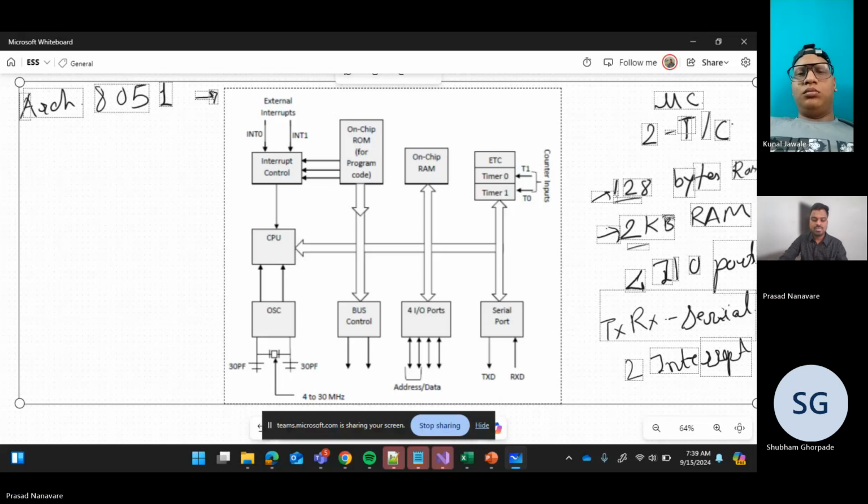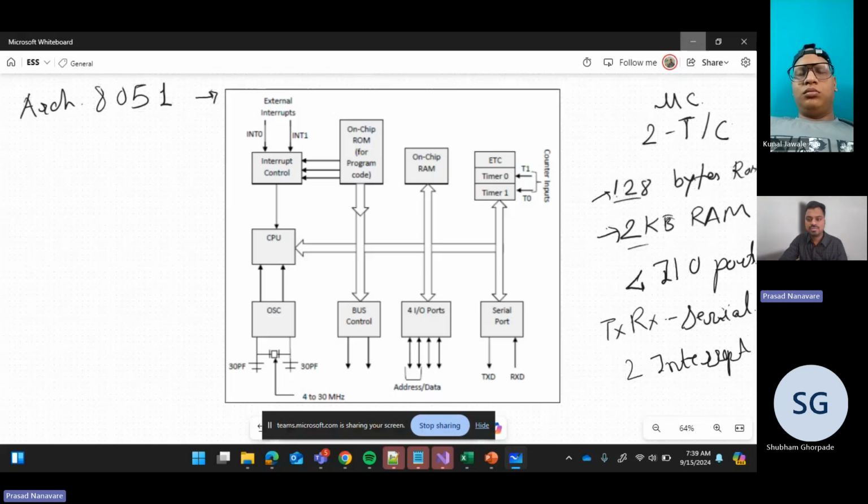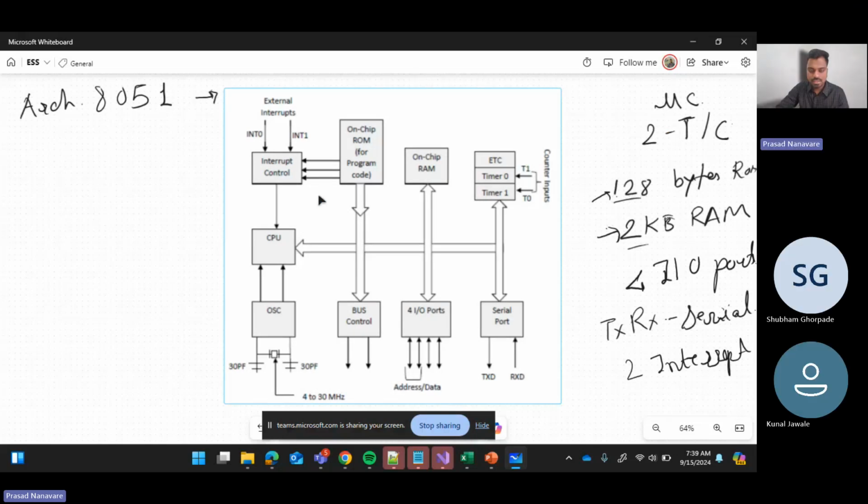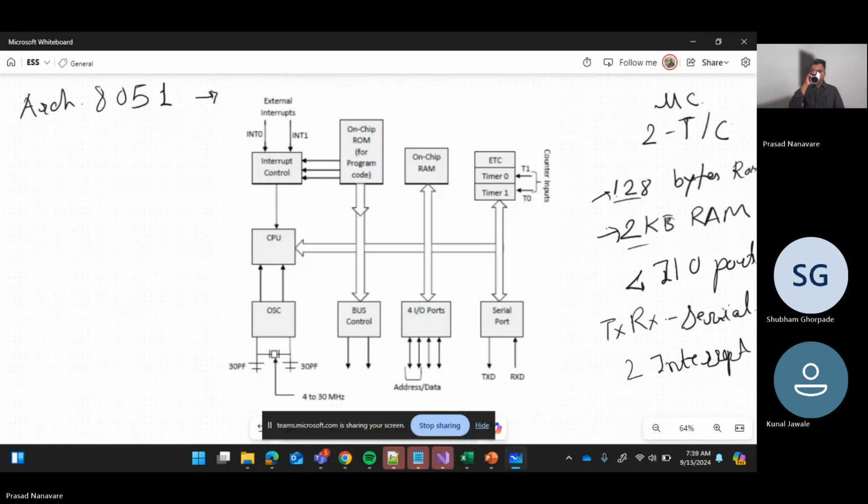Now what we'll do is have a look at the architecture in detail and how it exactly works. So first of all, the CPU. You did not ask me one question. You were supposed to actually.